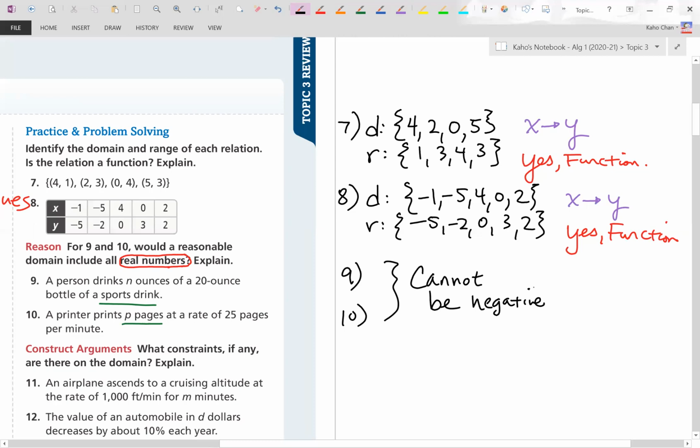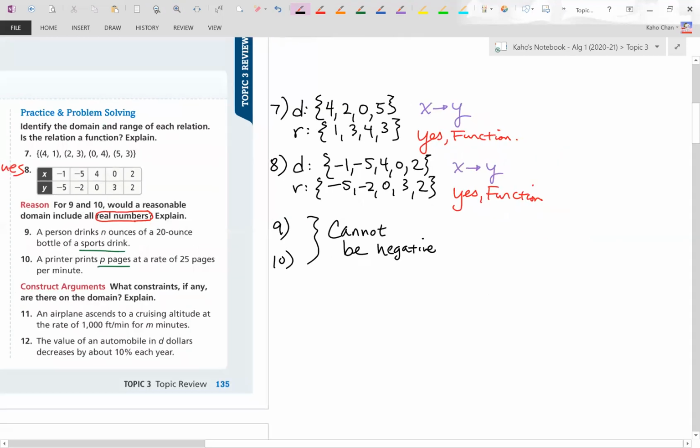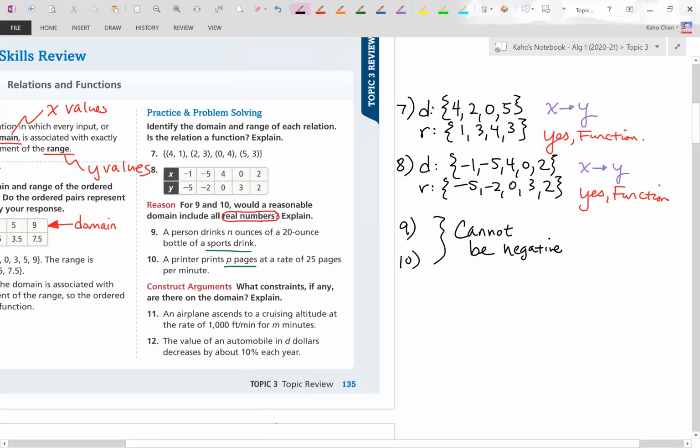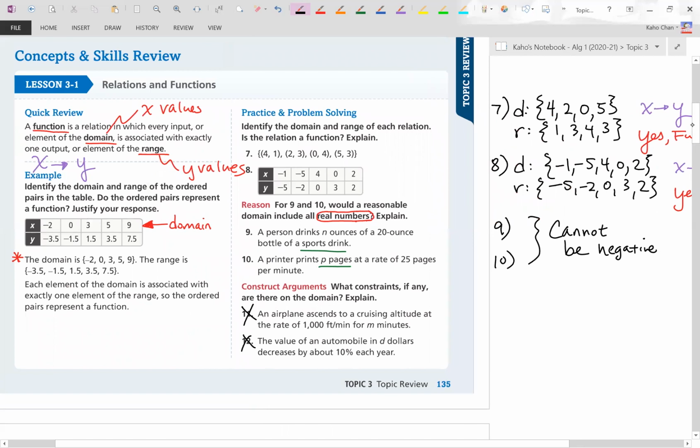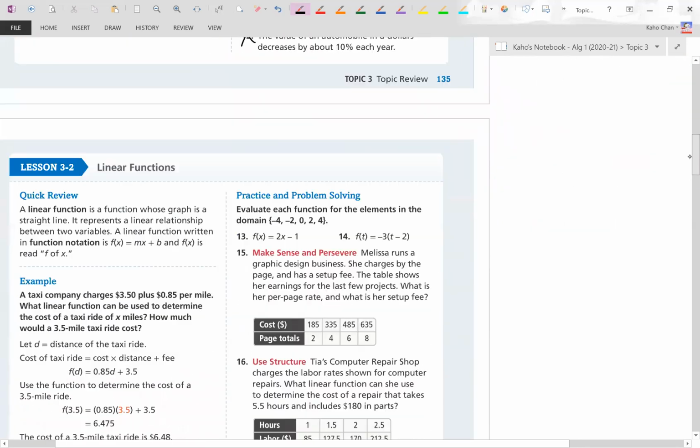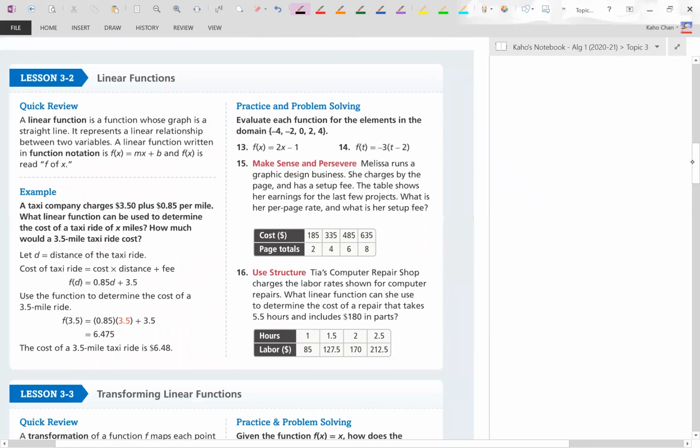All right. Any questions about the first section? Let's go ahead and move on to the second section, 3-2. We're going to skip 11 and 12 there. All right. Here we go. Next page. Okay.